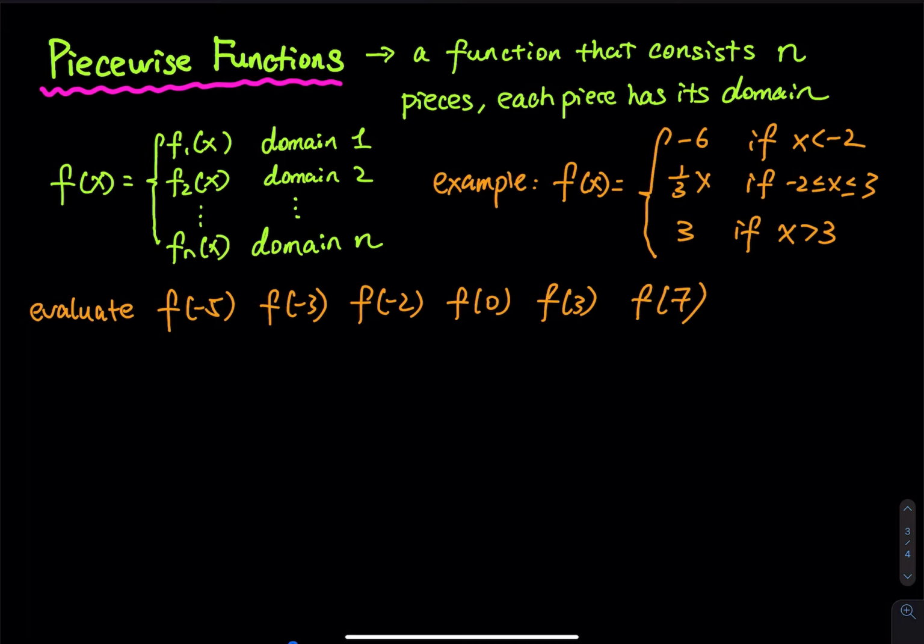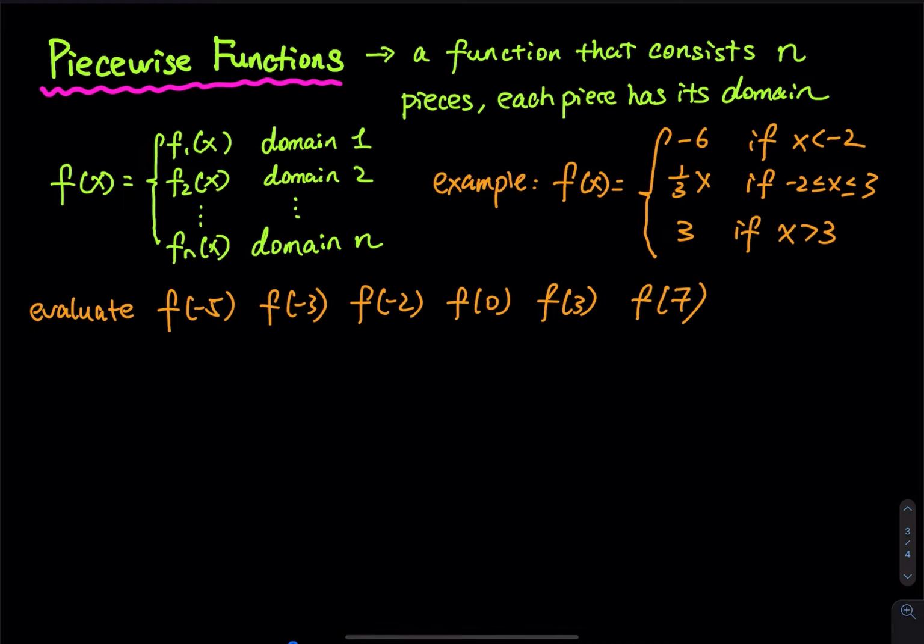Let me give you a quick introduction to piecewise functions. A piecewise function is a function that consists of n pieces. Each piece has its domain. So in general, I have a piecewise function f of x that equals n pieces, from f1, f2, all the way down to fn.